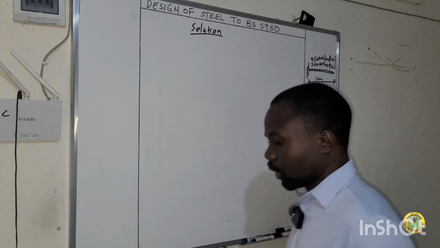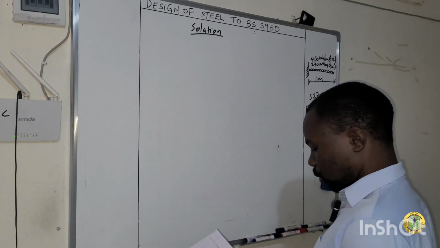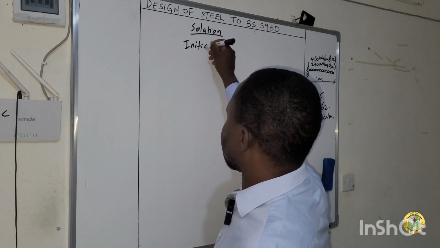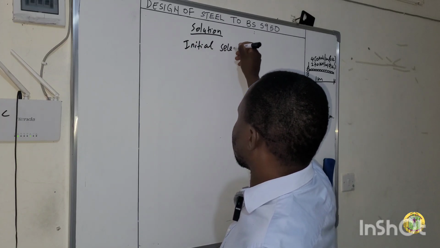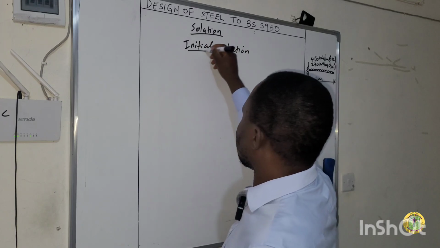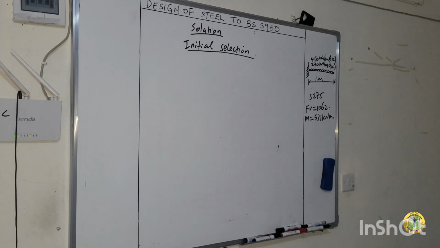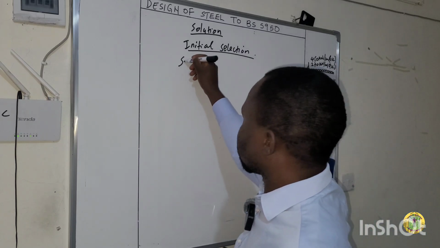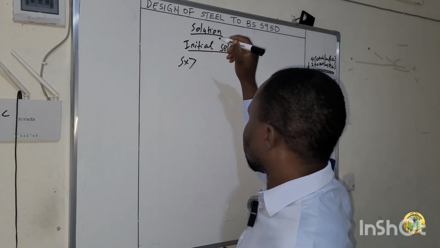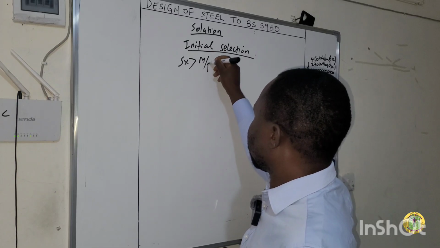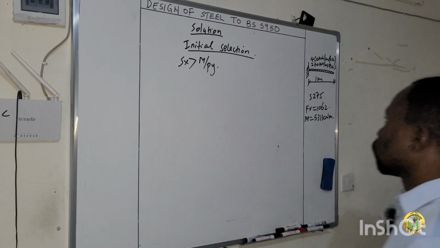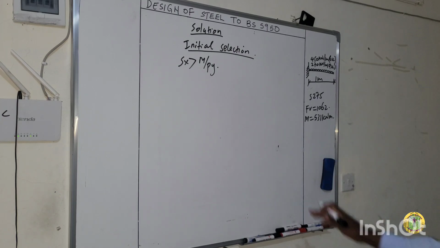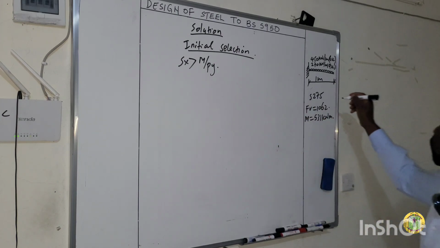We now proceed to initial selection. For initial selection, you need the plastic modulus, which is Sx, and it should be greater than M over Py. So M is the design moment, and Py is 275.